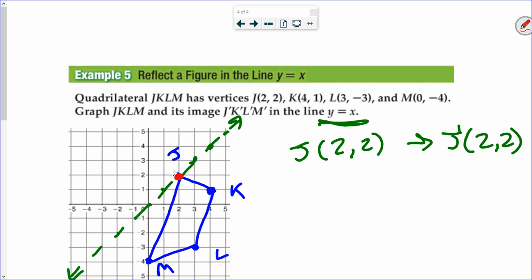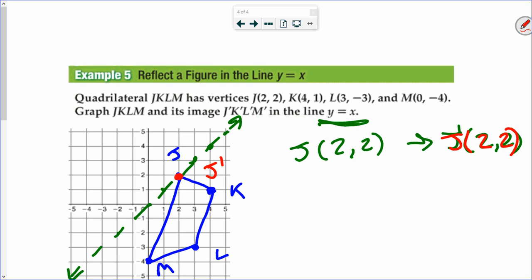Okay, it's not wanting to work. I've got to work with it here. There we go, J prime. It's still there, on the point. I'll use red for these points. Point (2, 2).